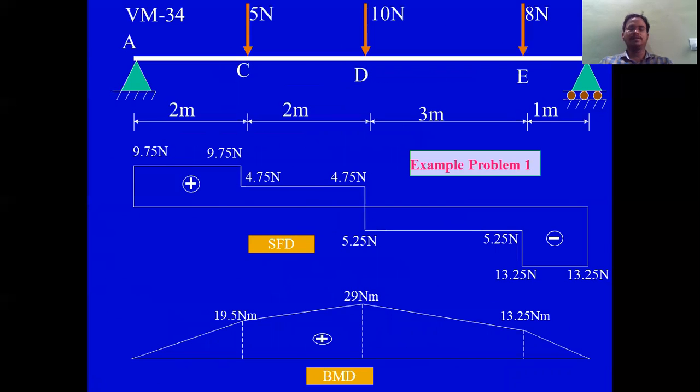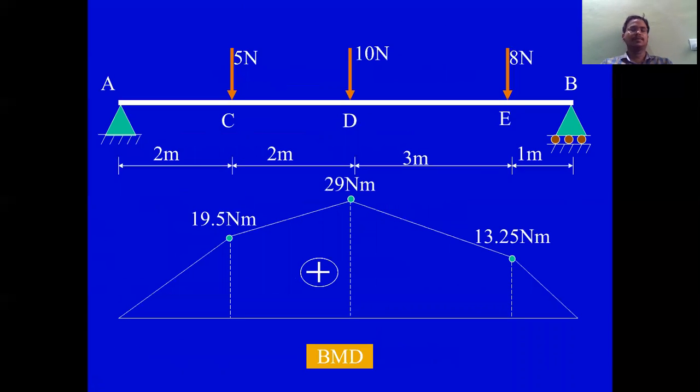Finally, we get the figure. So the bending moment is shown with the lines. You just keep the points first. Here all are positive values because we got all in a clockwise direction, positive values only. So 19.5 Newton meter, 29 Newton meter, 13.25 Newton meter. So when you join them by lines, we get the bending moment diagram, positive.